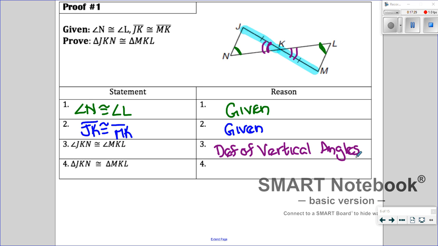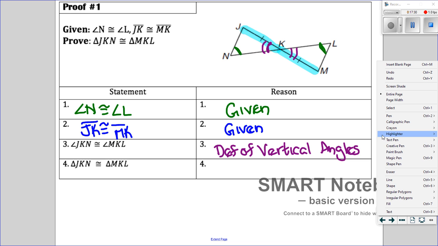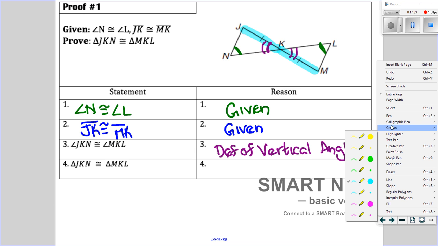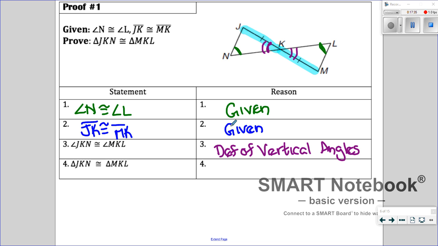Okay, now I need to prove that those two triangles, JKN and MKL, are congruent. And the reason for that, let's look at it. I'm going to start with N and just follow the path. I've got an angle, another angle, and then I end up with a side. So it's angle, angle, side. They're congruent because of angle, angle, side.